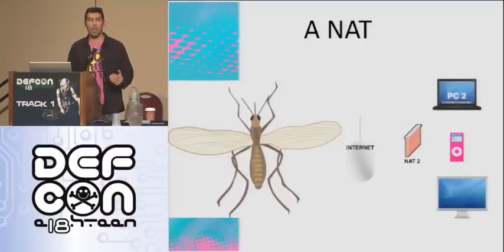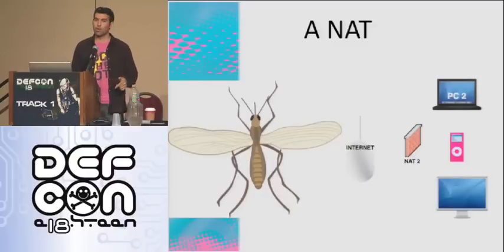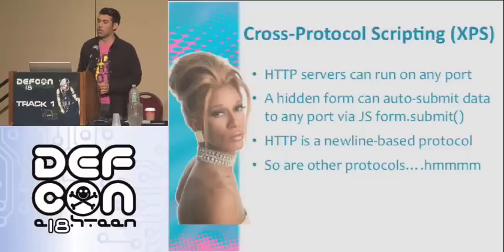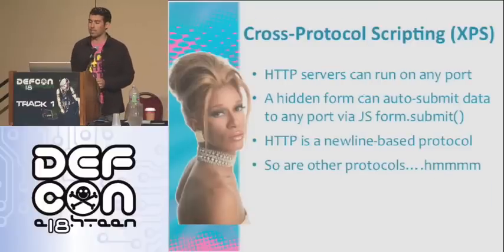It prevents people from accessing services and ports that you have running on your computer, whether you know it or not. So when you go behind a NAT and you're running, say, Apache on port 80, no one can connect to you except internally on your network, unless you go to the NAT and you enable port forwarding or DMZ or something else. Well, let's talk about something that some of you may have heard recently called cross-protocol scripting, XPS.